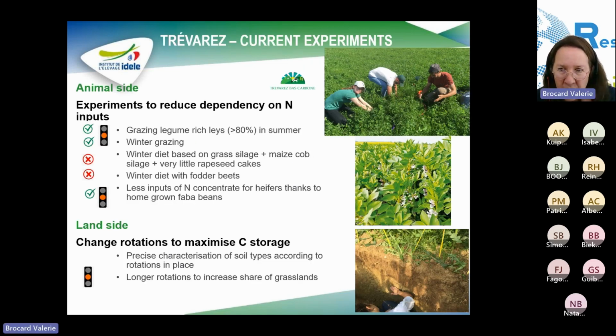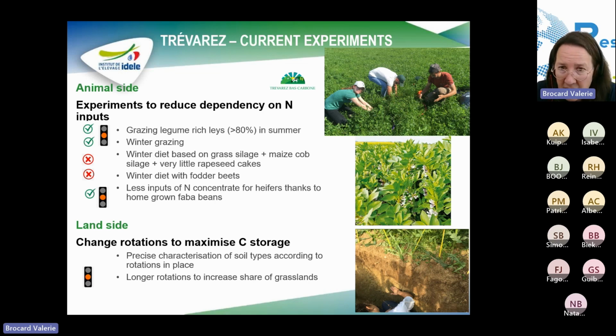So what are we doing at the moment? What are we testing, and what have we been testing, to go on increasing the protein self-sufficiency and decreasing the carbon footprint? We've been implementing experiments to graze legume-rich layers in summer, so more than 80% of legumes between June and September. We started 3 years ago.